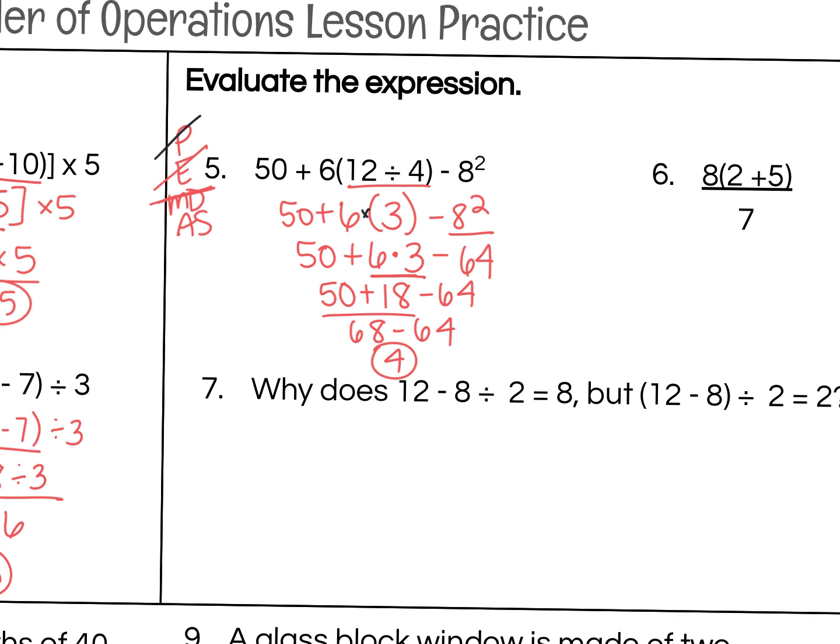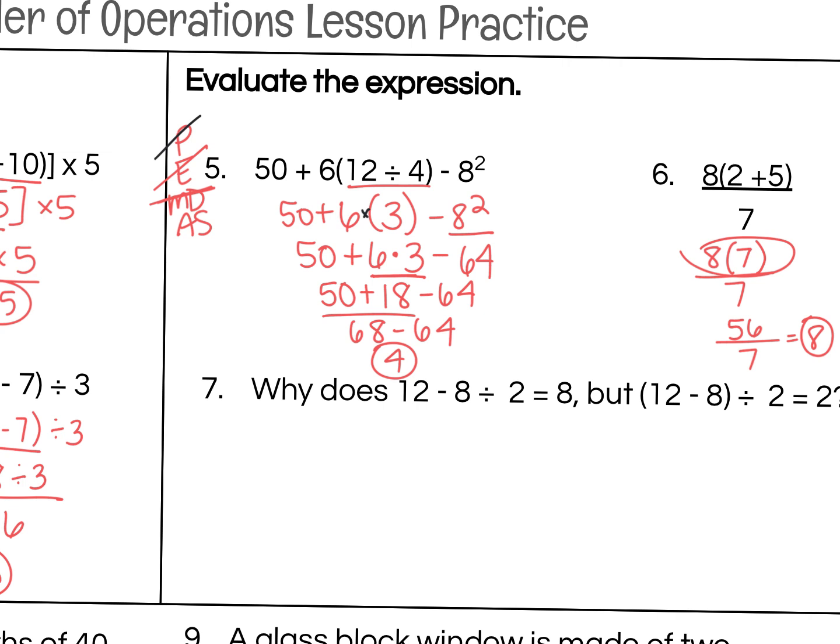So I'm going to do 8 times what's in the parentheses here, 2 plus 5, which is 7. And I'm just going to bring everything down I haven't used yet. So my new problem is basically 8 times 7 and then divided by 7. So what do I need to do first? I work in order, multiply, divide, left to right, or top to bottom. What's 8 times 7? 56. And then divided by 7 equals 8. So it can look like this.